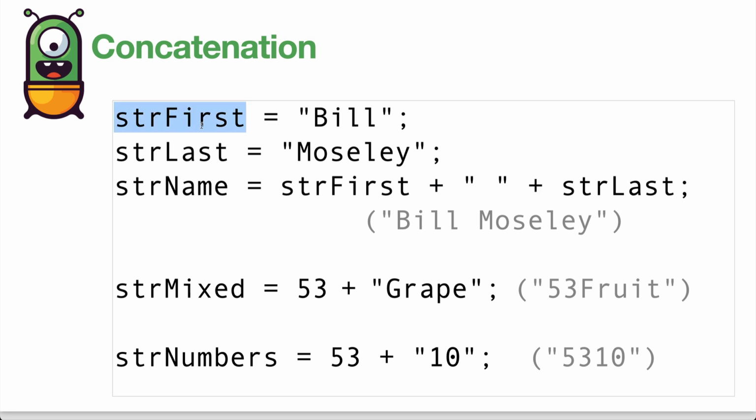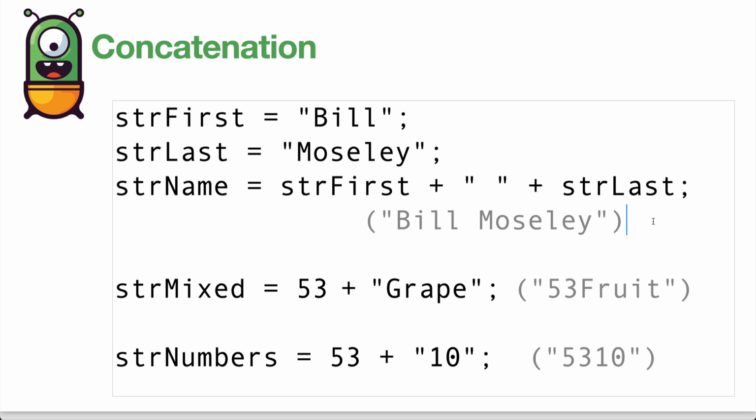So if we have a variable called strFirst that contains Bill, and we have a variable called strLast that contains Moseley, then we create a new variable called strName, and we say that that is equal to the first name variable plus a space plus the last name variable. The new resulting string is Bill space Moseley. So that is a way to glue those together.